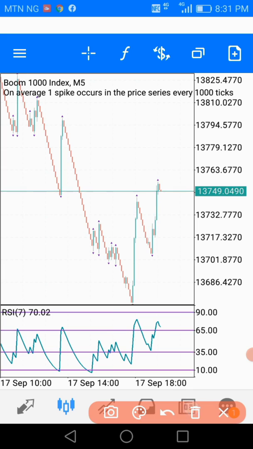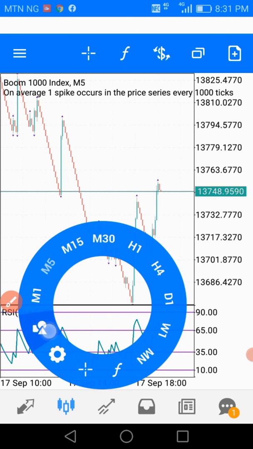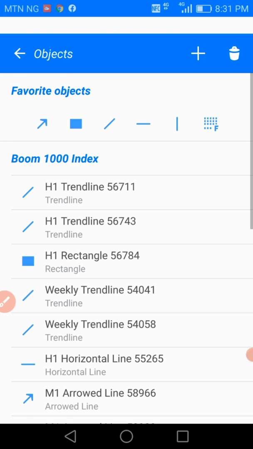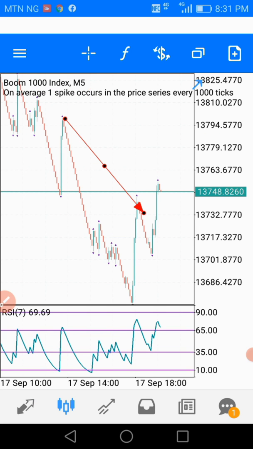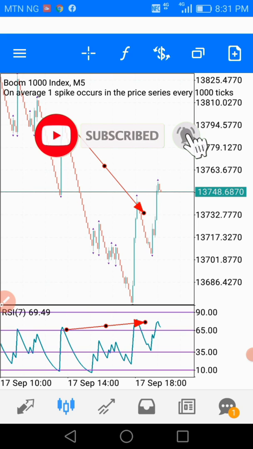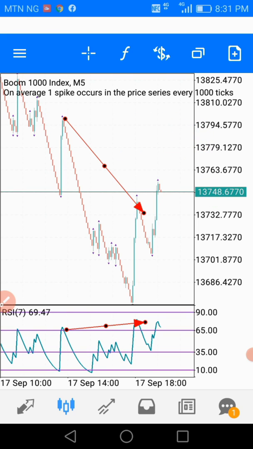I don't know if you understand. Now let me place the arrow so that you understand the divergence. Let me place the arrow, okay? Now let's pick our arrow. Have you seen it? Then look at what the indicator made. Okay, have you seen it? So guys, that's how we trade with it.